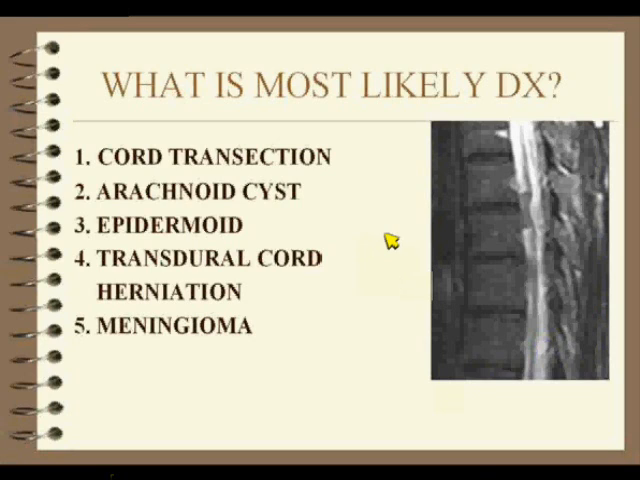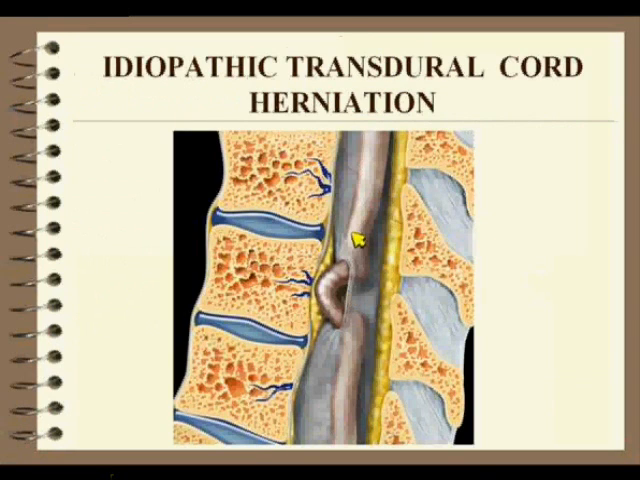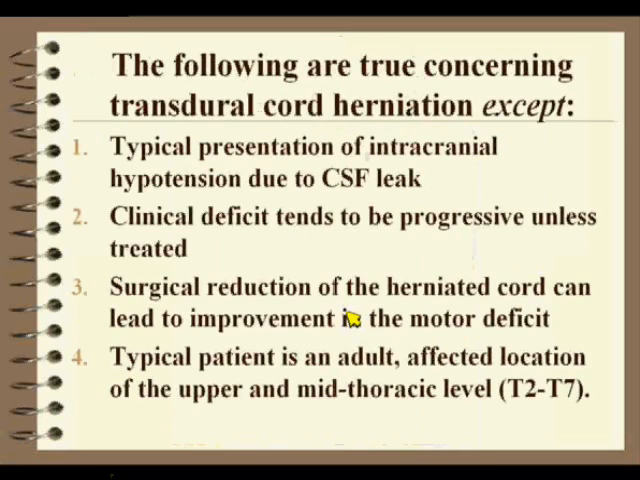Transdural cord herniation. Excellent. That is the correct answer. It's a very typical pattern for this entity. It's an important one to recognize. You have a dural rent. The cord makes a jog through this rent.